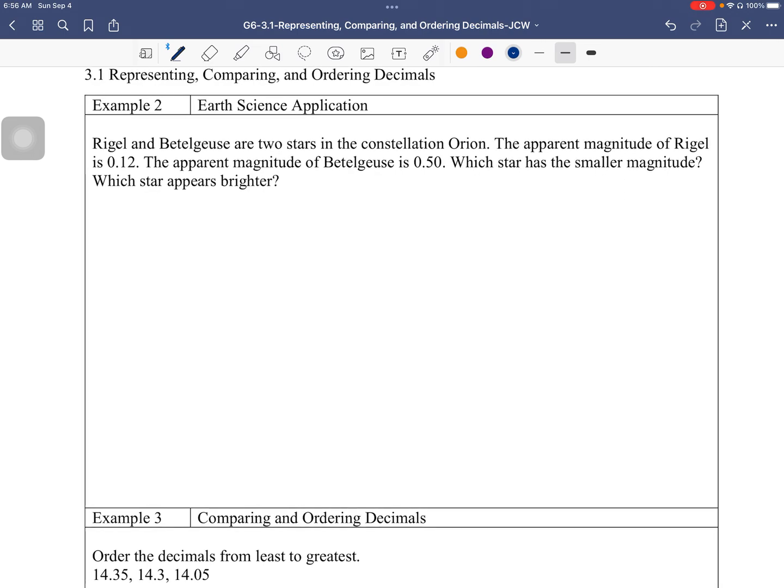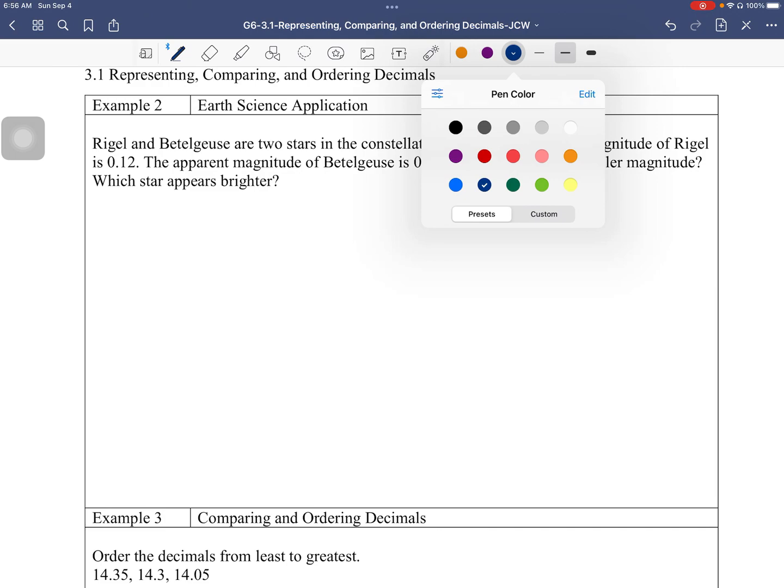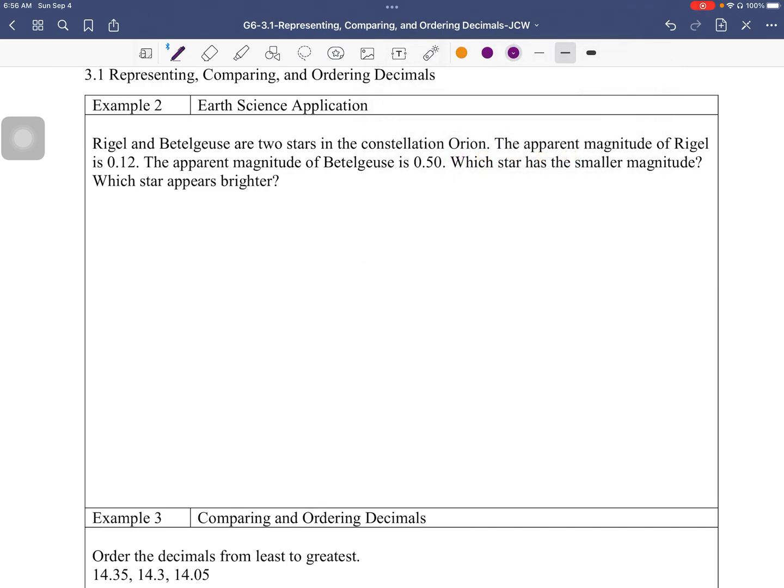So in example 2, I have Rigel and Betelgeuse. I'm not sure how to pronounce it. I'm sorry. There are two stars in the constellation Orion, and the apparent magnitude of Rigel is 0.12, and the apparent magnitude of Betelgeuse is 0.5. So which star has the smaller magnitude? Let's compare it. We want to know which star has the smaller magnitude and which star is brighter.